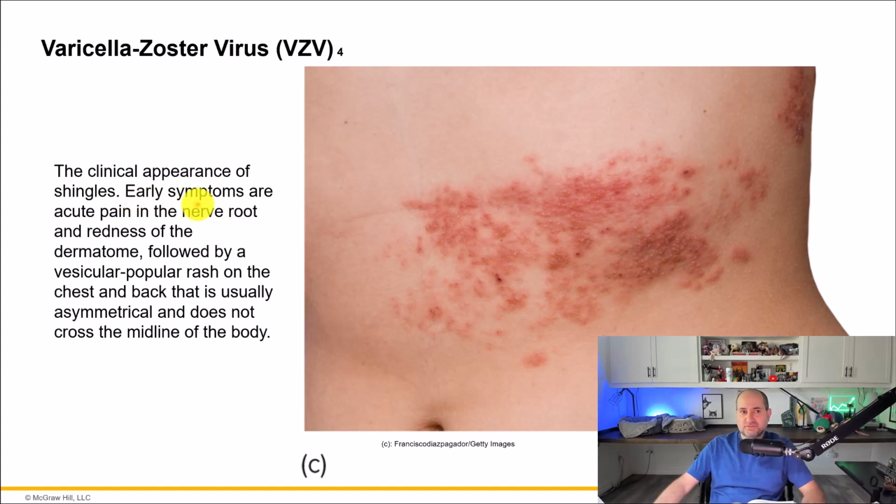Early symptoms of shingles are acute pain in the nerve root and redness of the dermatome, followed by a vesicular papular rash on the chest and back that is usually asymmetrical and does not cross the midline of the body. I remember my brother had shingles, and it would happen right kind of on the side of the torso up here, a little bit higher than this image here. Again, it's not symmetrical, and it usually doesn't cross the midline of the body. Remember, it follows those dermatome routes of neurons underneath the skin.